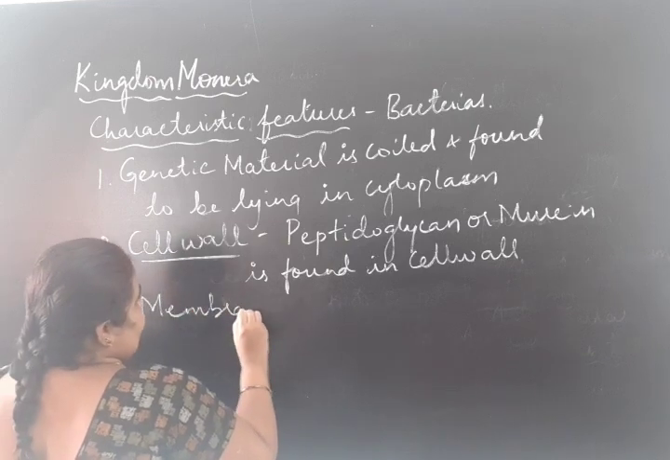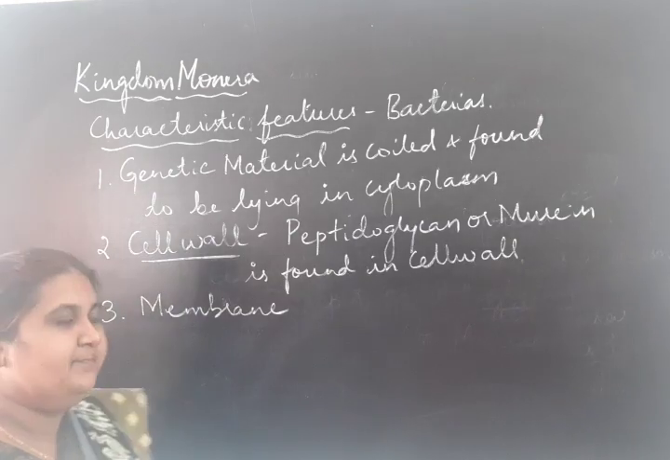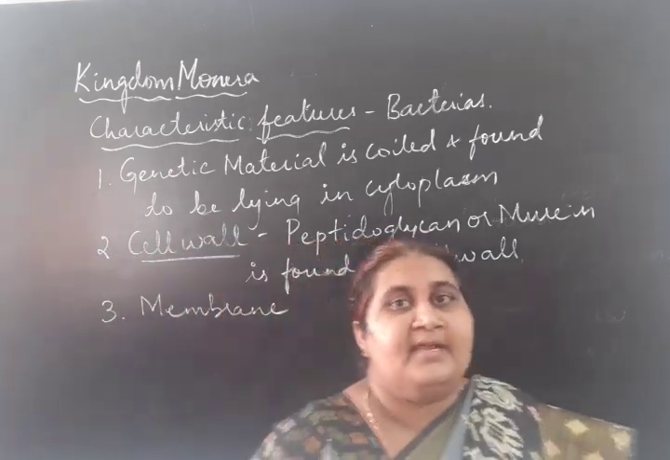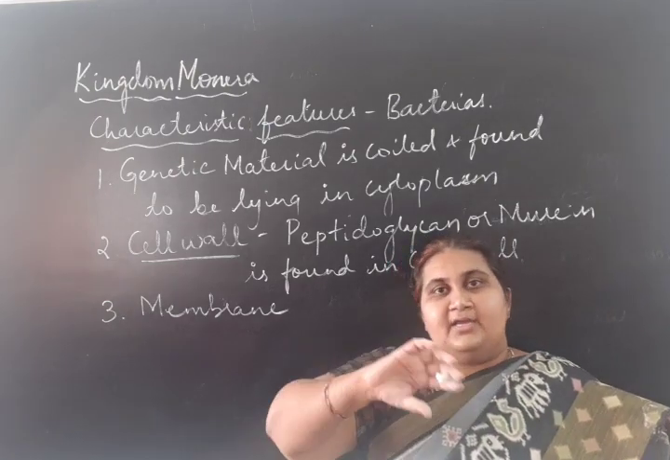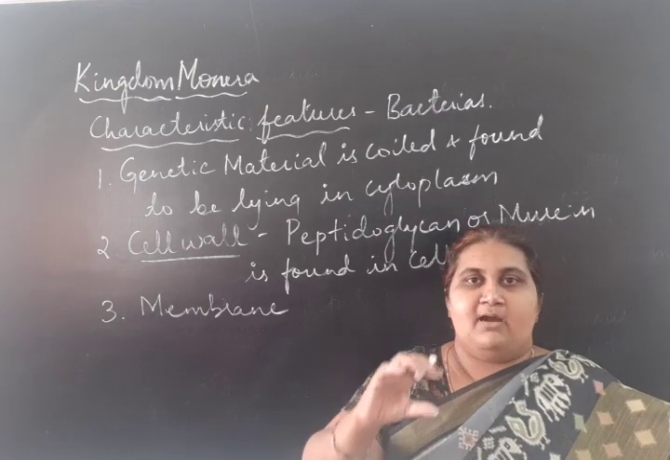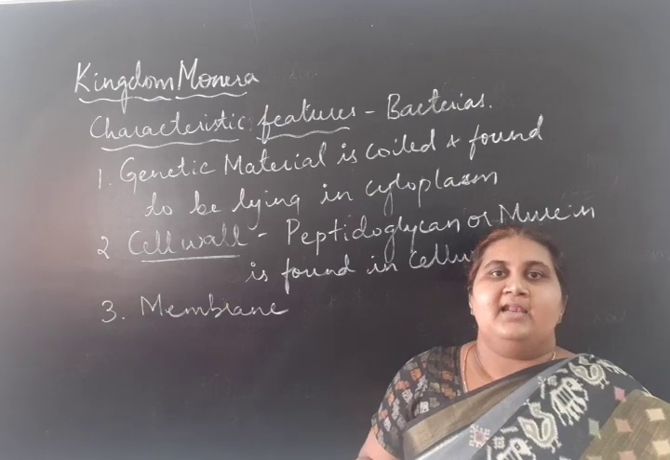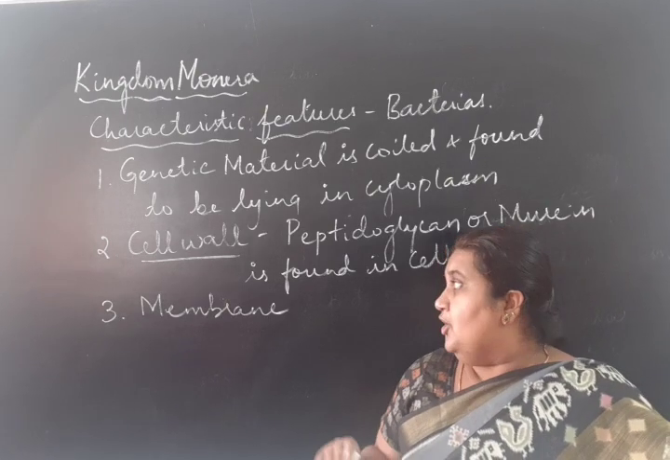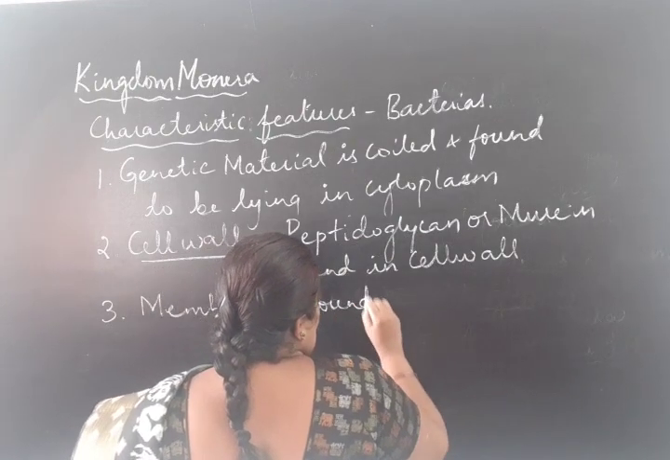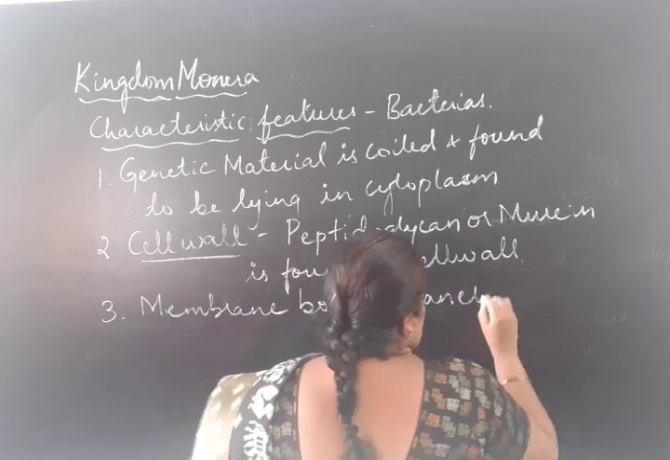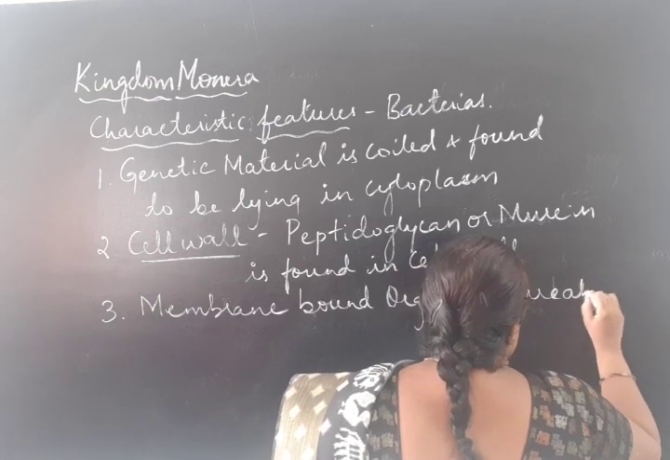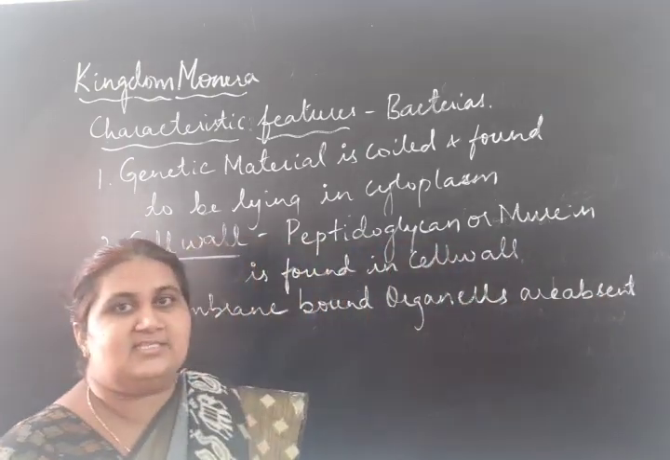Next characteristic feature. In a eukaryotic cell, a general plant cell or animal cell, outside the nucleus and inside the cytoplasm, there are cell organelles found, membrane bound structures like endoplasmic reticulum and Golgi apparatus. But in bacteria, those membrane bound organelles are absent.